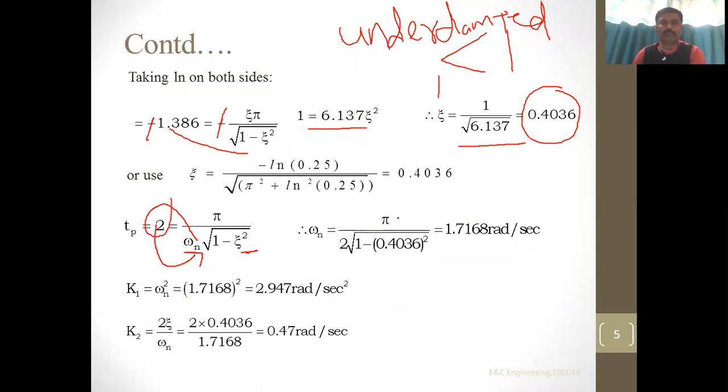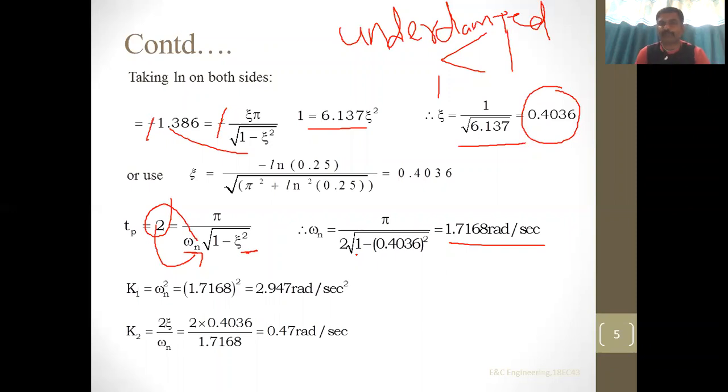Thereby omega n is equal to pi divided by 2 into root of 1 minus 0.4036 whole square. Finally, omega n results in a value of 1.7168 radians per second. Is it okay? From MP, we evaluated xi using the MP value. Then by using the TP value, we evaluated omega n.